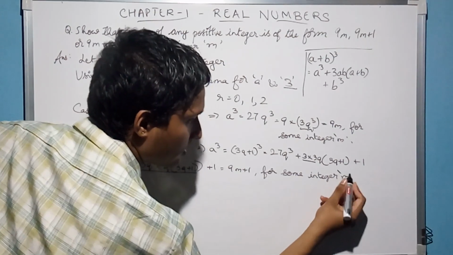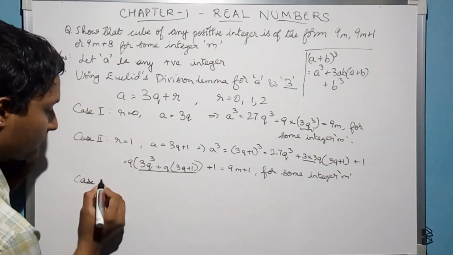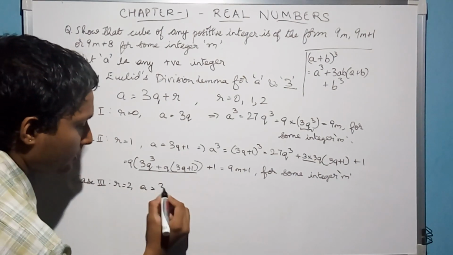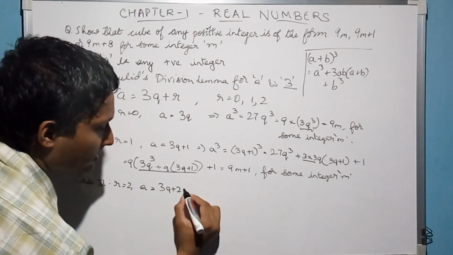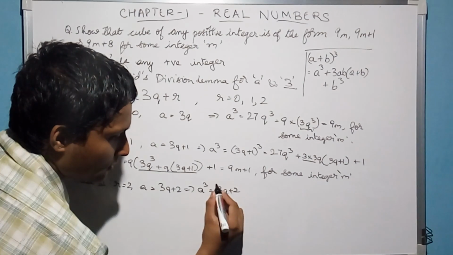In the third case r is equal to 2, where a is equal to 3q plus 2. Therefore a cube is equal to (3q plus 2) whole cube.